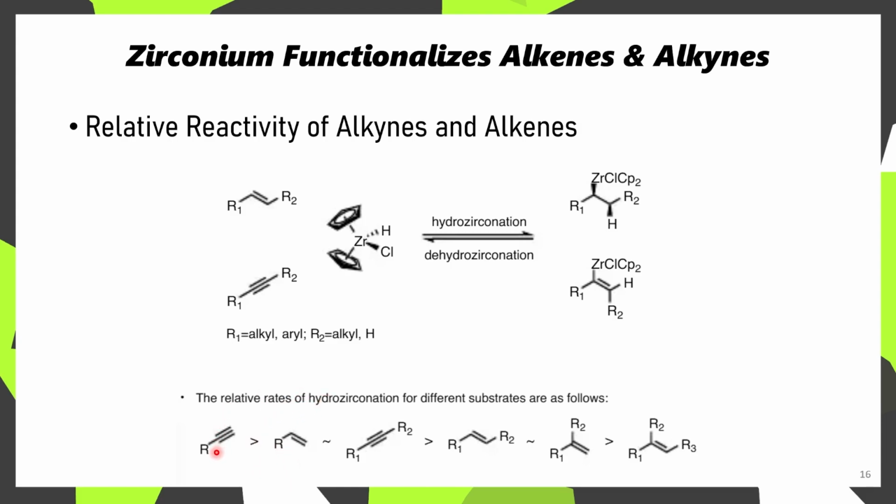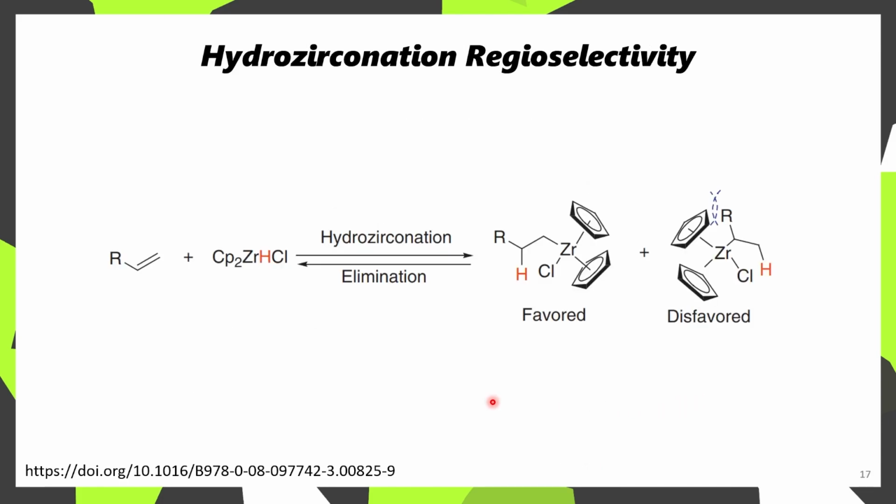Terminal alkynes are more reactive than terminal alkenes, which are approximately as reactive as disubstituted alkynes. This is more reactive than a trans-alkene, which is approximately as reactive as a 1,1 geminal disubstituted alkene. This, however, is more reactive than a trisubstituted alkene, as one might expect based on sterics. So when you do this addition to alkenes, you end up having a favorable addition where this bulky zirconium group goes to the terminal position, while the hydride goes to the alpha position.